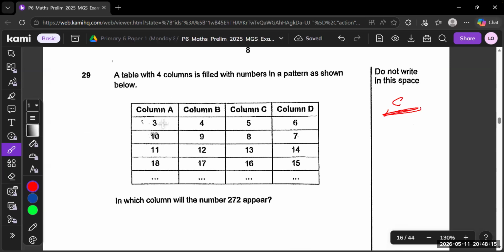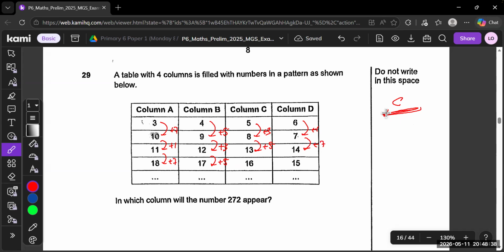Now, do you realize that when you see this kind of question, it is a pattern problem? Plus 7, plus 1, right? And then here, plus 5, and then you plus 3. And of course, if you continue, the pattern repeats lah. There's a repeat, right? So plus 3, and then plus 5, and then here plus 1, and then plus 7.